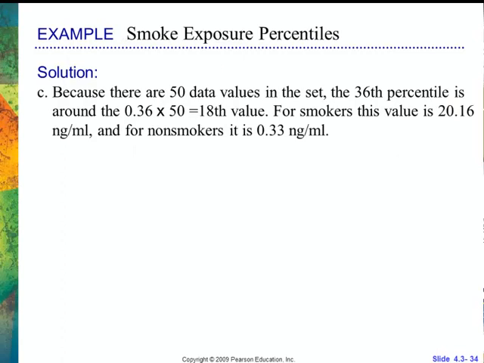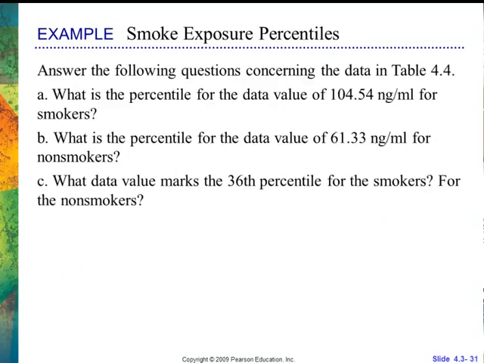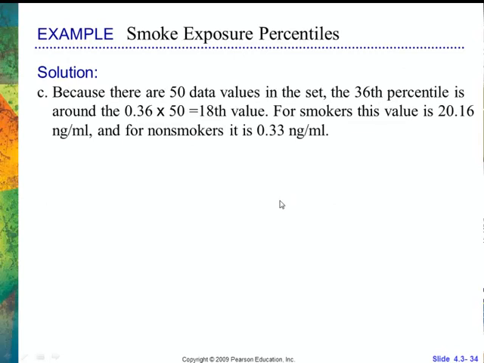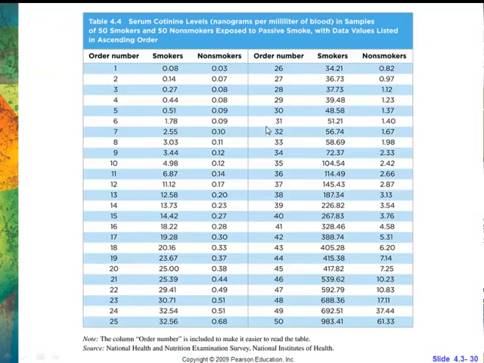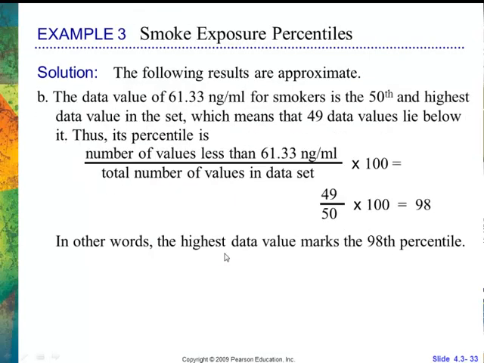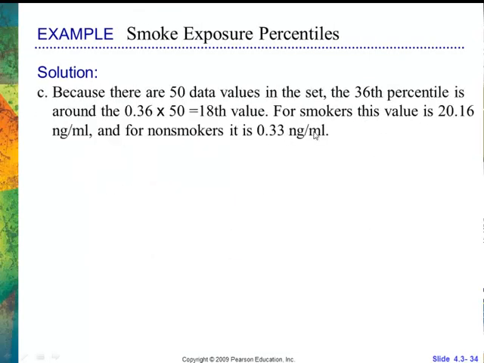The last question is, what data value marks the 36th percentile for smokers and for non-smokers? Well, they do 0.36 times 50 because there are only 50 data points. That gives us the 18th value. And if we look at our 18th value on our chart, they are 20.16 and 0.33, which is what they wrote down. So that's how we find percentiles.